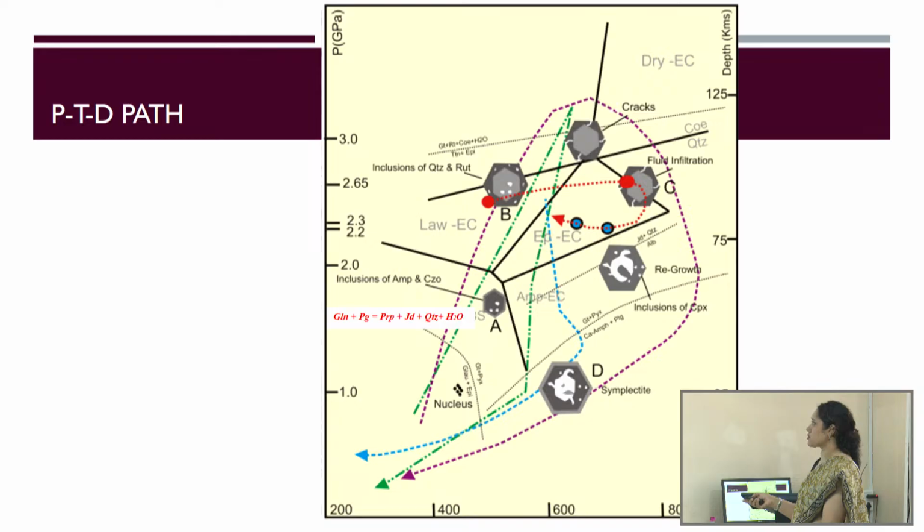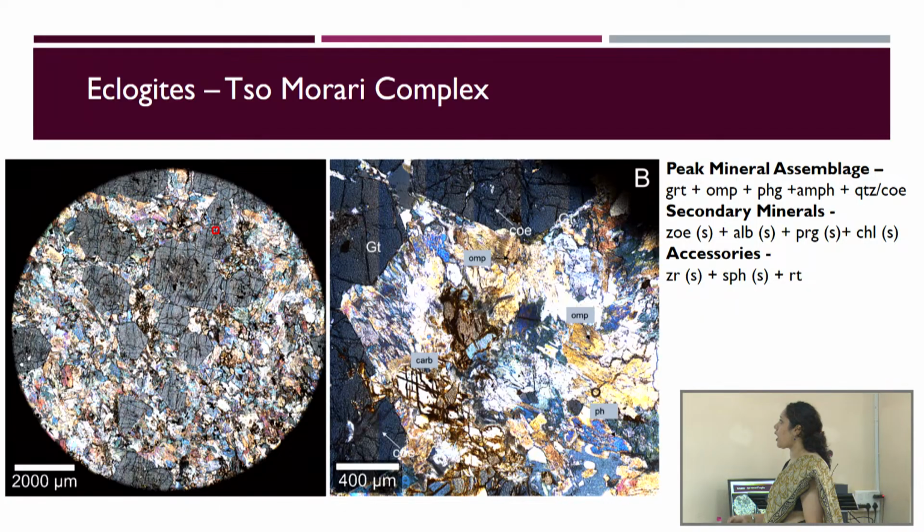And I'll show you that first. If you look at this PT path, we know that the eclogite, or the protolith which got metamorphosed to form eclogite, started at, of course, crustal levels, and then got subducted to depths up to 120 kilometers, and then it came back up, okay? But how do we understand that?